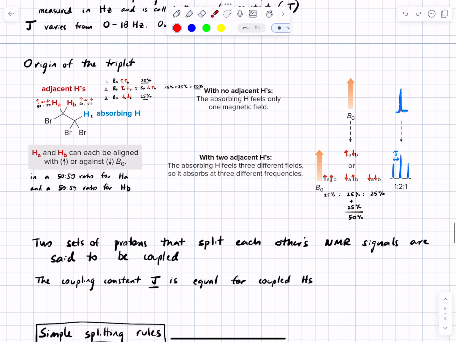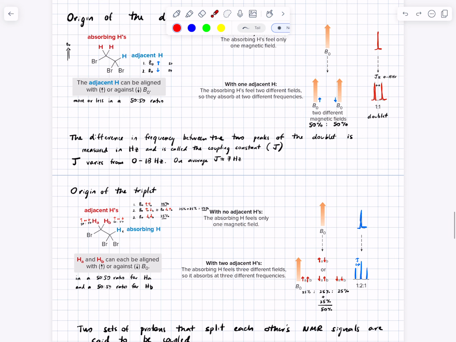All right, and I believe that's about as far as we got on Friday. I will just point out that the two line pattern here for the red protons tells me that I have one adjacent proton. The three line 1 to 2 to 1 triplet here for the blue absorbing proton C tells me I have two adjacent protons. And with that, we'll stop because I believe that's where we stopped on Friday.